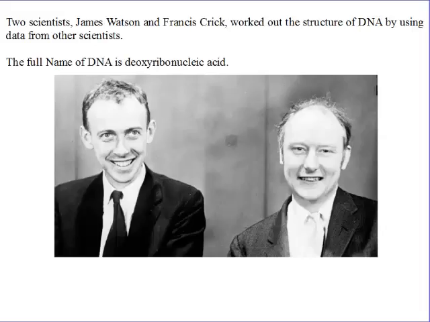Let's do a brief history of how this DNA thing came about. Two scientists, James Watson and then Francis Crick, worked out the structure of DNA by using data from other scientists. You know, science is always evolving. We don't do things exclusively. Okay, we always build on what has already been done. Now, James Watson and Francis Crick took information from other scientists, saw the works of other scientists, and then built on that. And then eventually, they gave us the DNA.